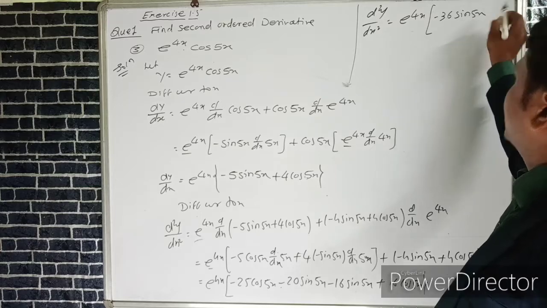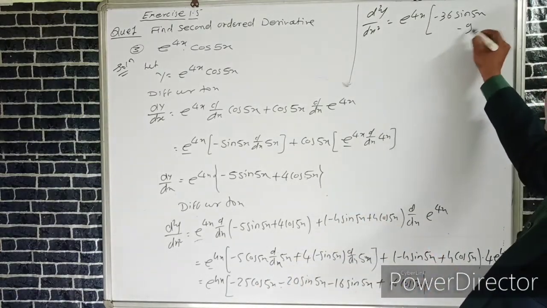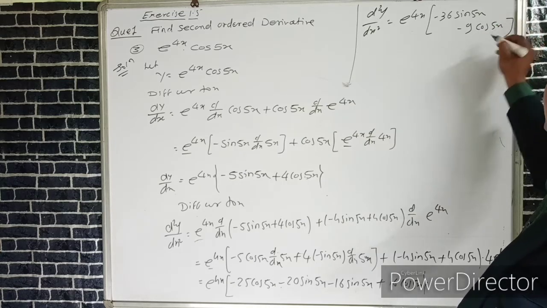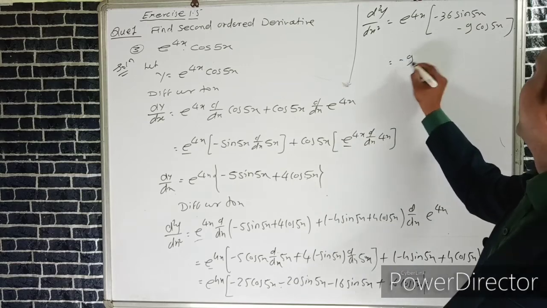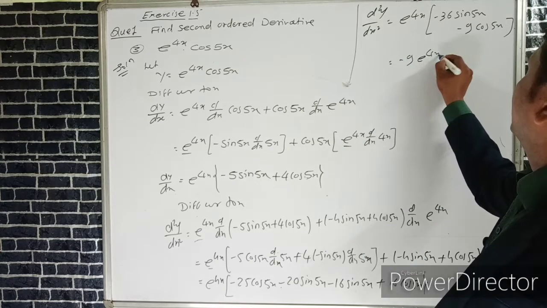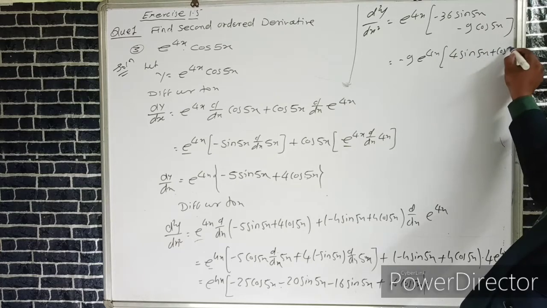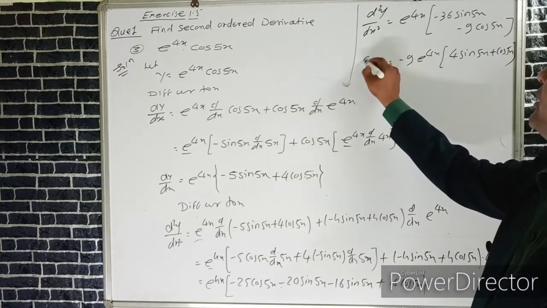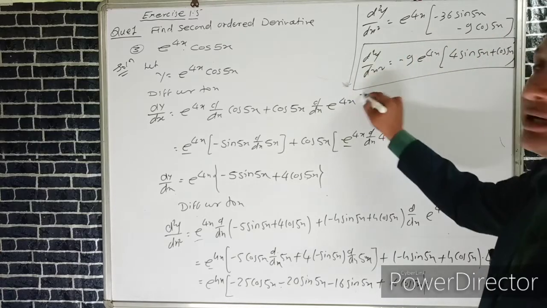sin 5x, minus 25 plus 16, minus 9 cos of 5x. If we take minus 9 common from both terms, we can write e to the power 4x into minus 9 times 4 sin 5x plus cos of 5x, which is the required second order derivative d2y upon dx square.